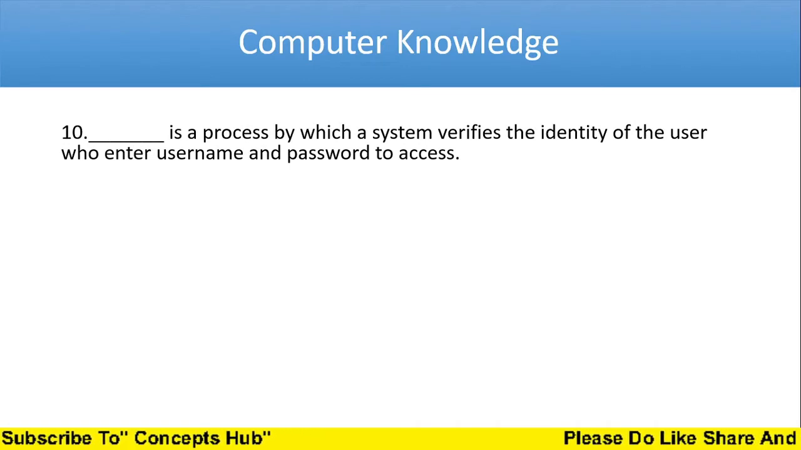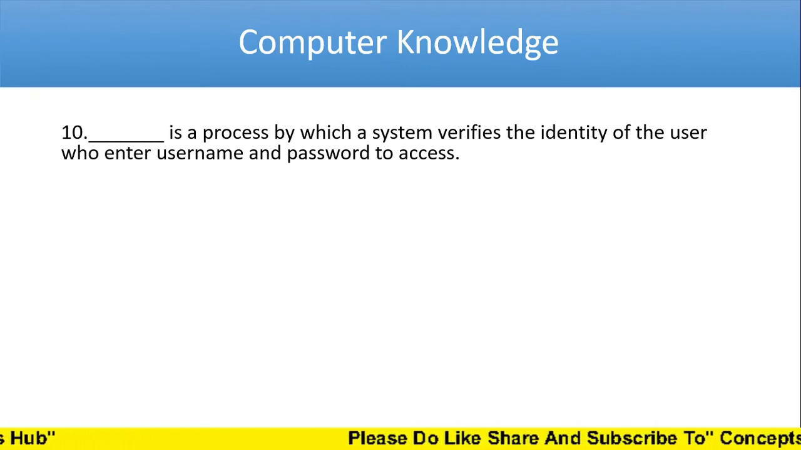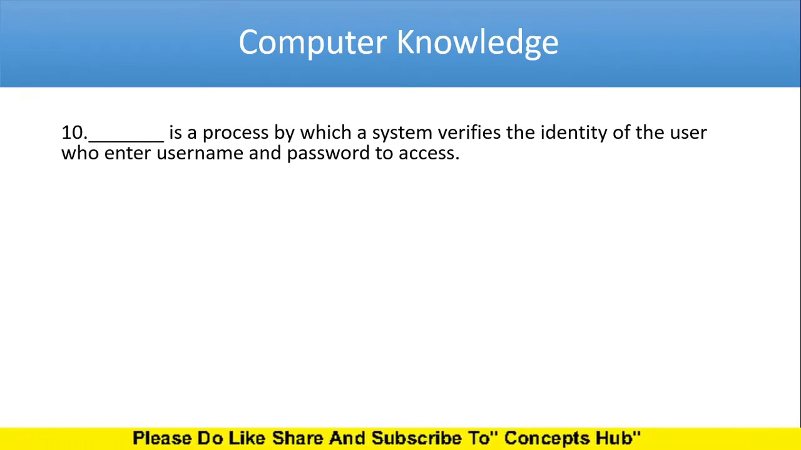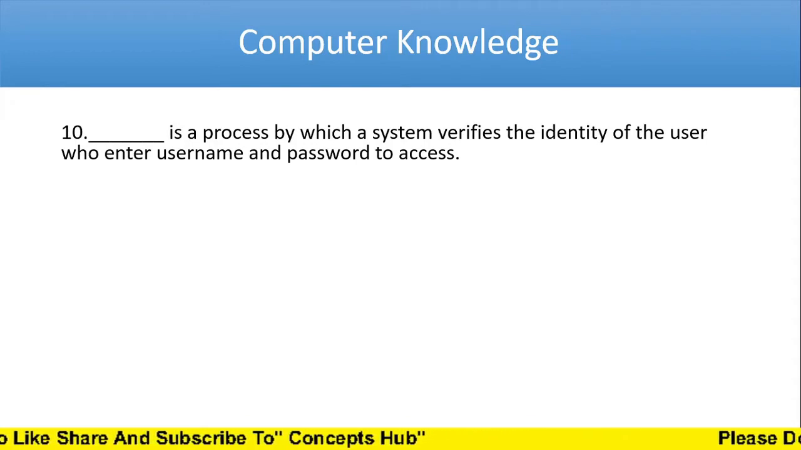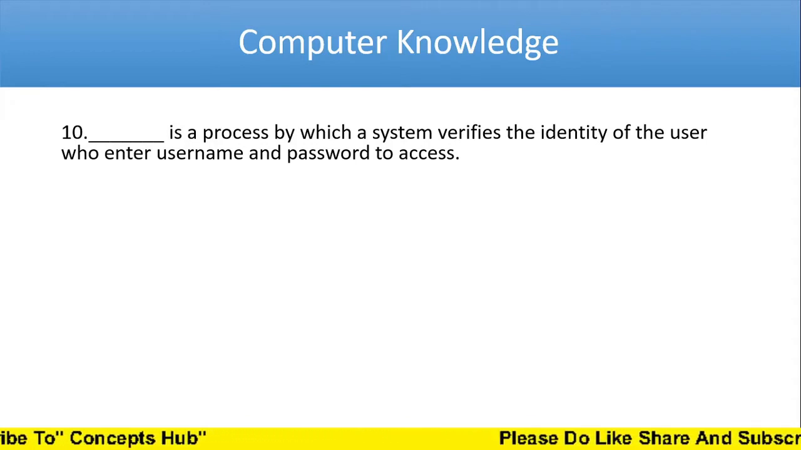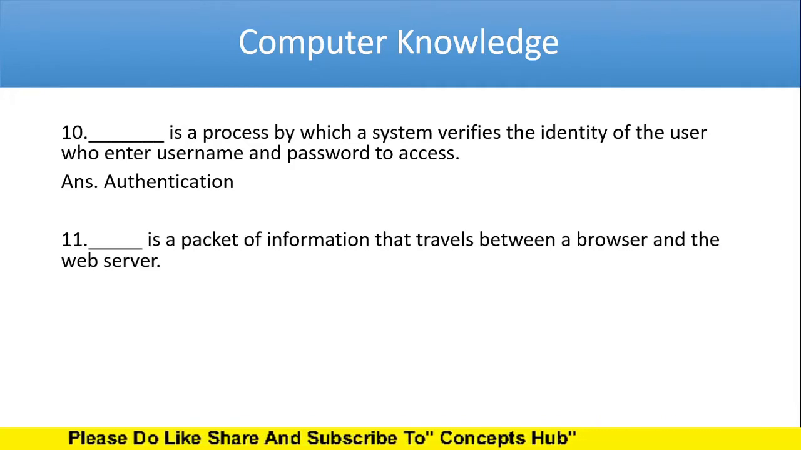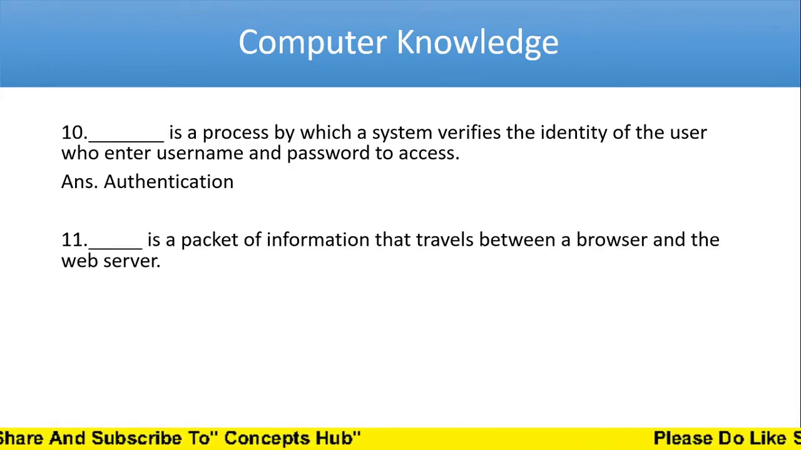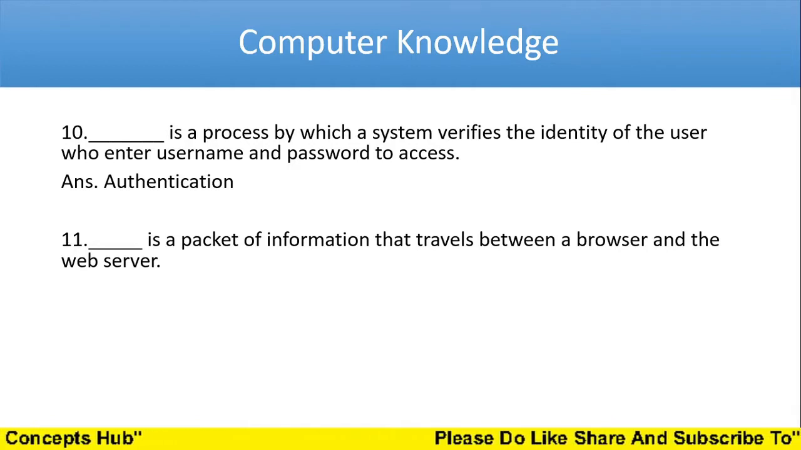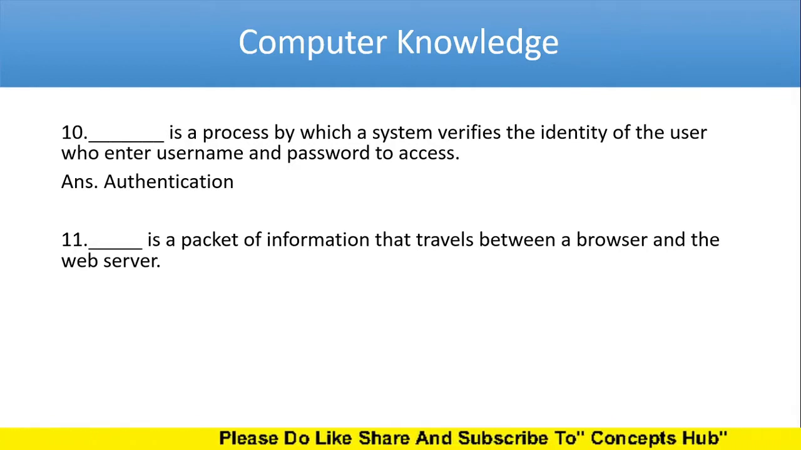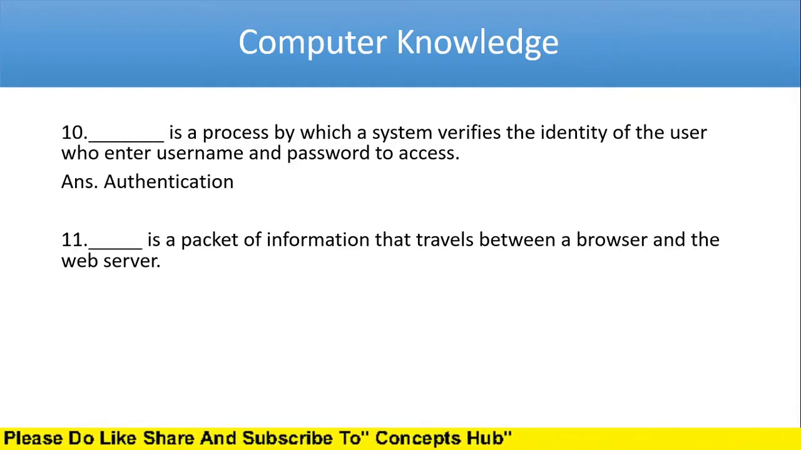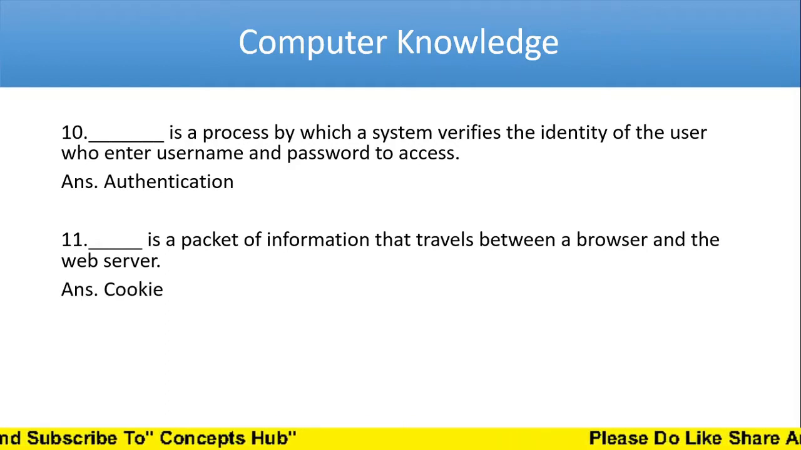Next question. Dash is a process by which a system verifies the identity of user who enters username and password to access it. And the answer is authentication. Next question. Dash is a packet of information that travels between a browser and the web server. The answer is cookie.